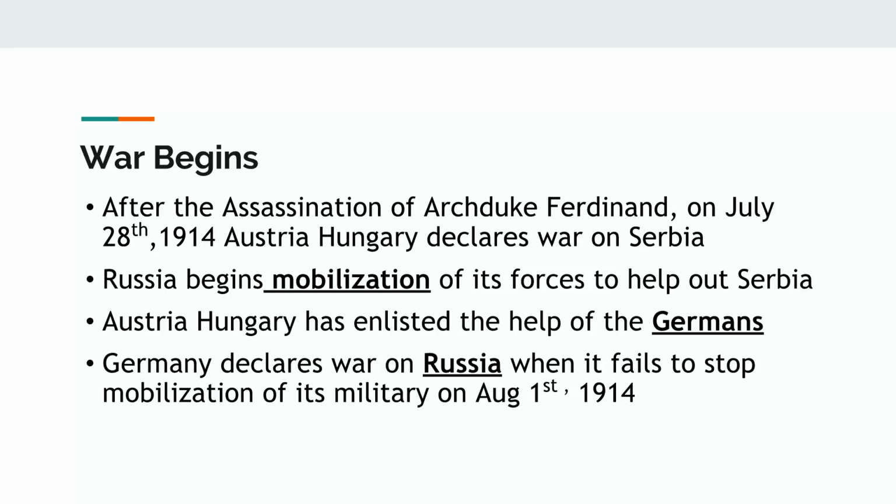Germany would declare war on Russia when Russia refuses to stop its mobilization of its army. Mobilization just basically means to get your military forces together and get them ready and prepared for war. And so when Russia continues to mobilize and move their military, Germany goes ahead and declares war on Russia.